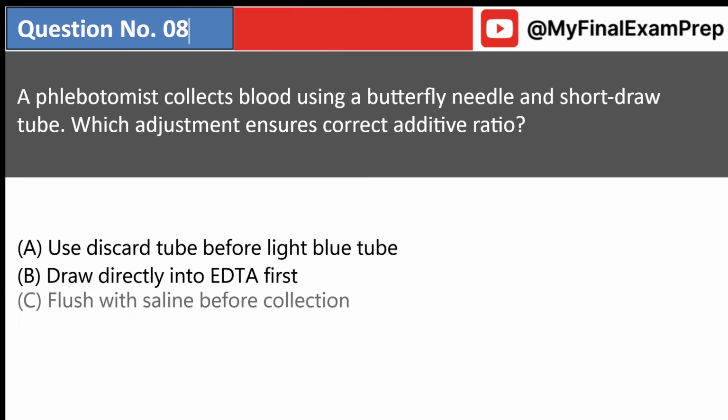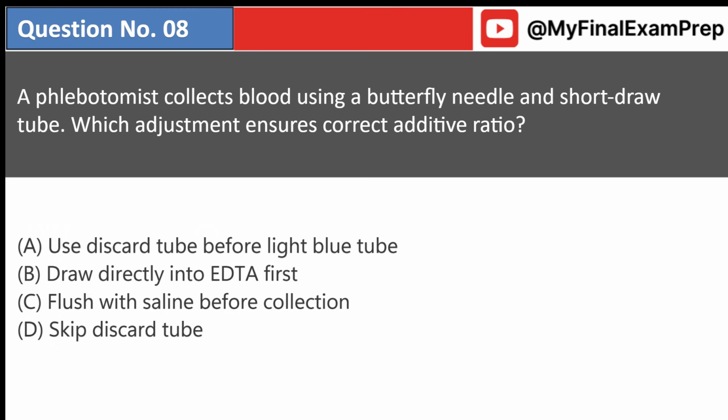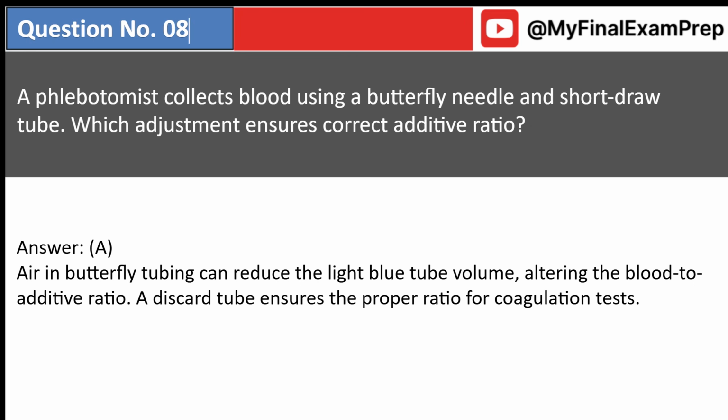A phlebotomist collects blood using a butterfly needle and short draw tube. Which adjustment ensures correct additive ratio? A. Use discard tube before light blue tube. B. Draw directly into EDTA first. C. Flush with saline before collection. D. Skip discard tube. Answer: A. Air in butterfly tubing can reduce the light blue tube volume, altering the blood to additive ratio. A discard tube ensures the proper ratio for coagulation tests.